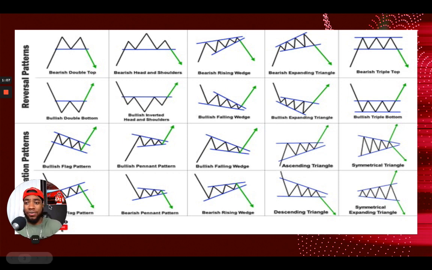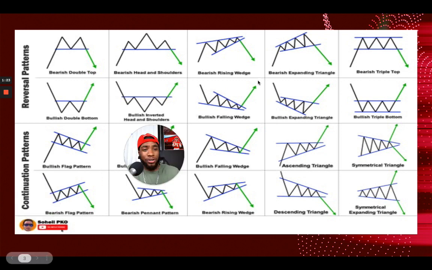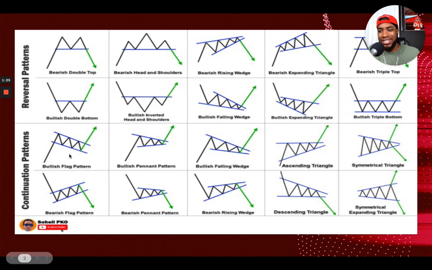All right, so just to talk about a few of these, right? We have our reversal patterns, like a double top, head and shoulders, favorites right here. Rising wedge, triple top, triple bottoms, expanding triangle, falling wedge, inverted head and shoulders. Look at some of these continuation patterns here: bearish flag, bearish pennant, bullish flag. There's a few to name, right?